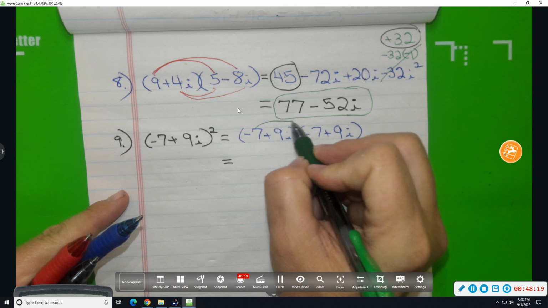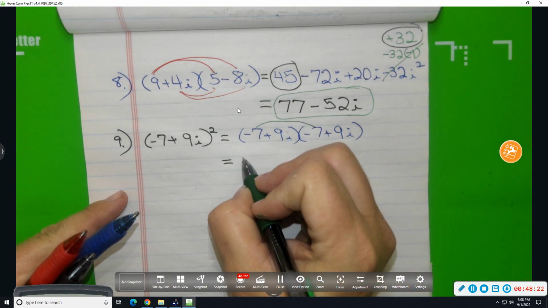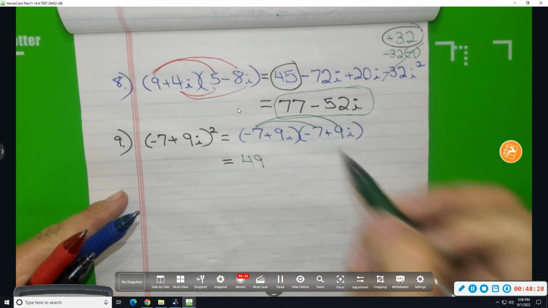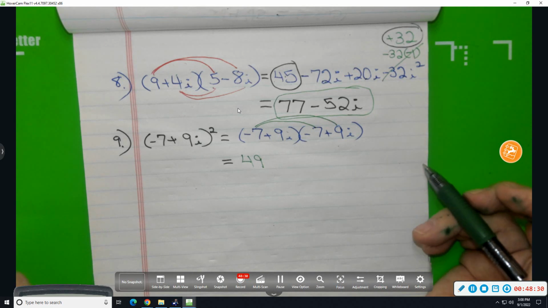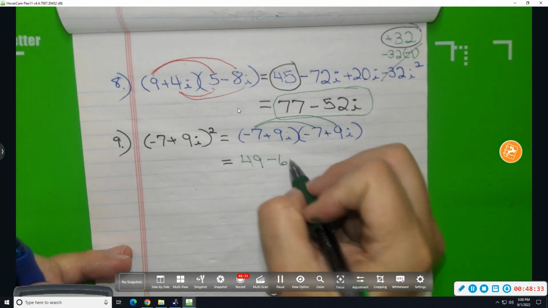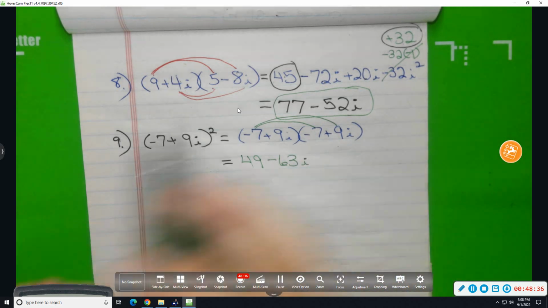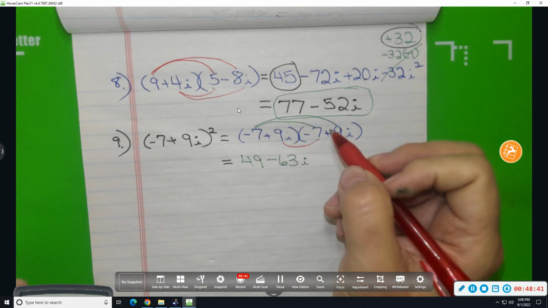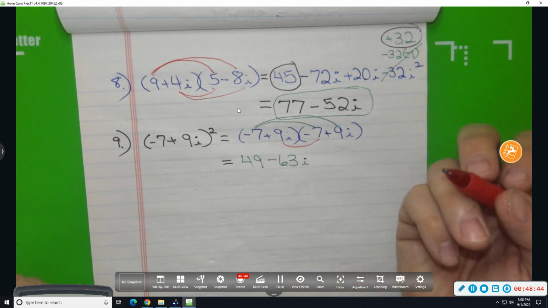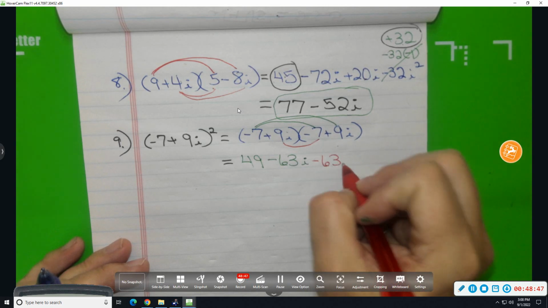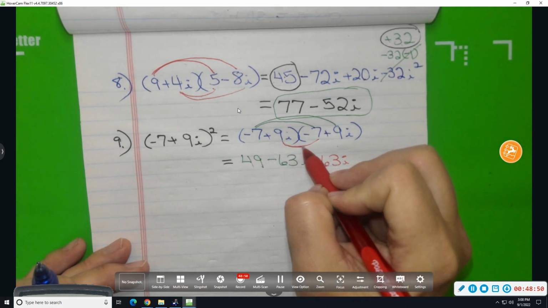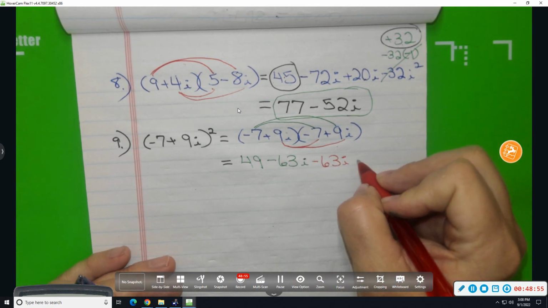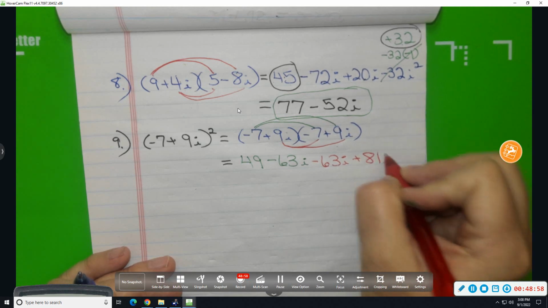First, negative 7 times negative 7. 49. Outer, negative 7 times positive 9i. Negative 63i. What about the inner? Positive 9i times a negative 7 is? Another negative 63i. Last, positive 9i times positive 9i. Be careful. Positive 81i squared.